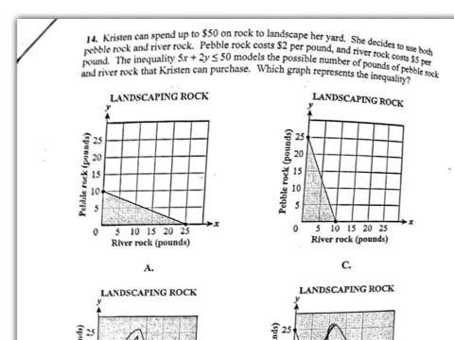So let's just say that we let y equal 0. So that would give 5x plus 0 less than or equal to 50. So x is less than or equal to 10. And that corresponds to this x-intercept. So it turns out that choice C is the correct answer. So this is a good example of just using some process of elimination to solve the problem.